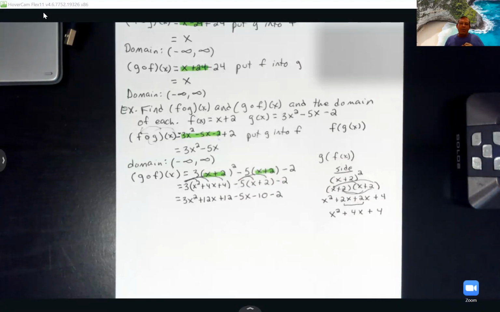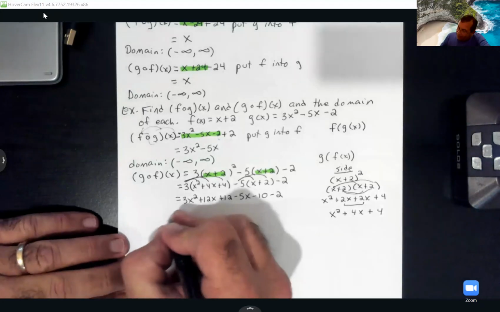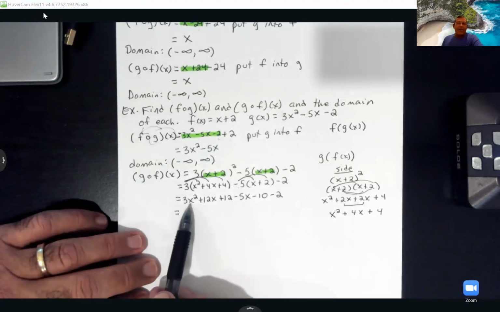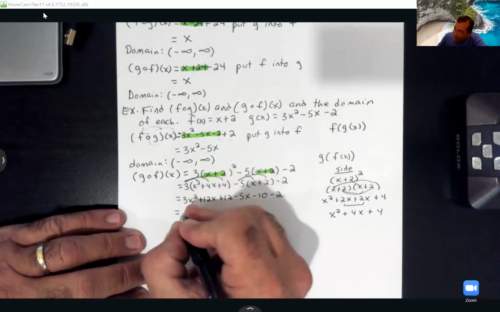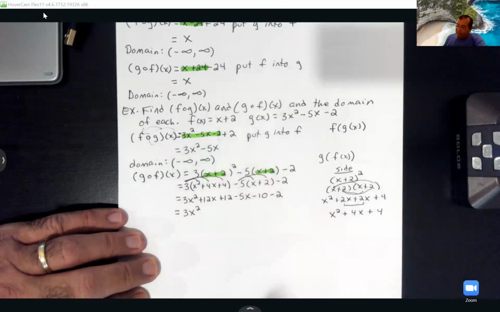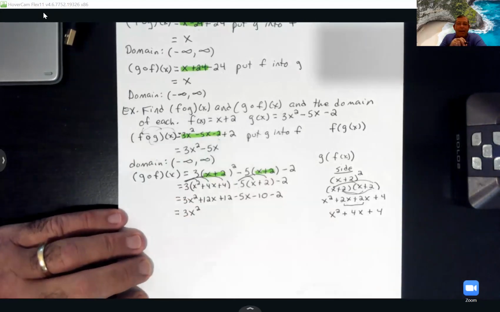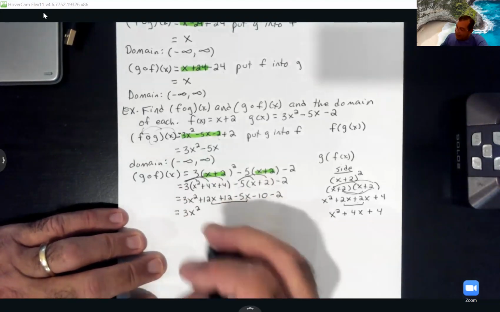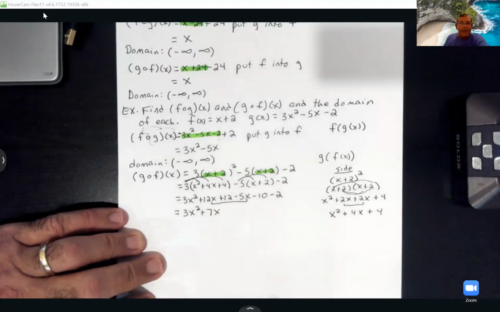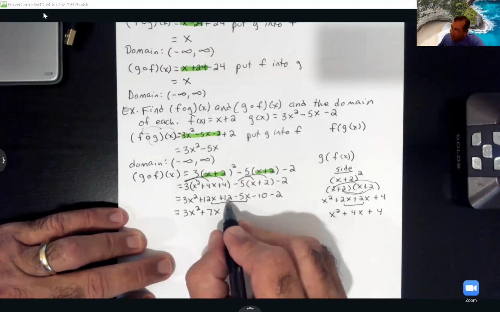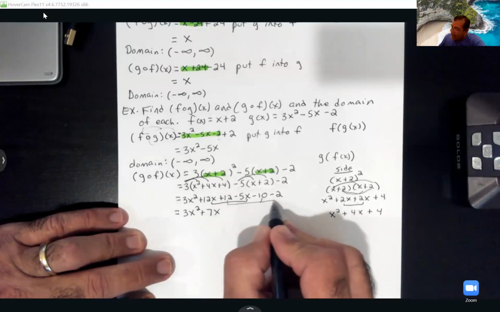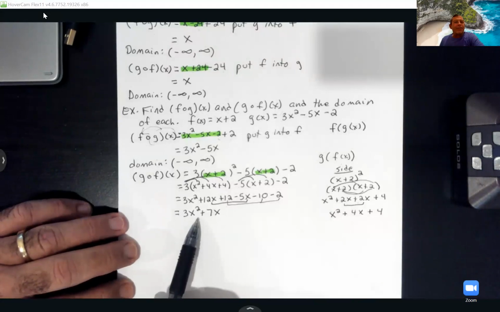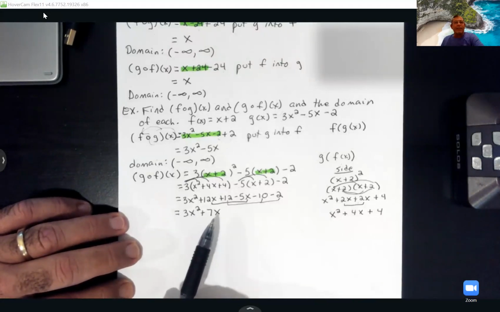All righty, so looks like we got like terms everywhere. So let's see. I'll start us out because I'll bring down this 3x squared. Because my like terms were the 12x minus 5x. So that'll give us 7x. Oh, look at that, Hannah. You did perfect because that 12 and -10 and -2, all that basically cancels out. So our final answer, good job, is a 3x squared plus 7x.